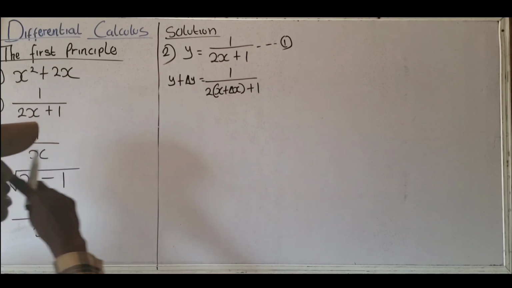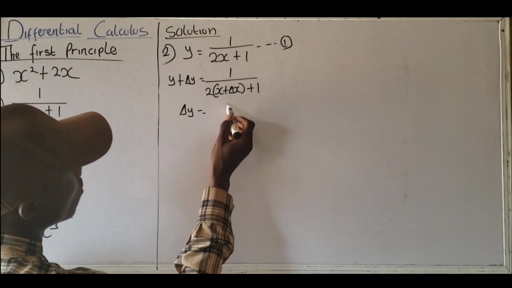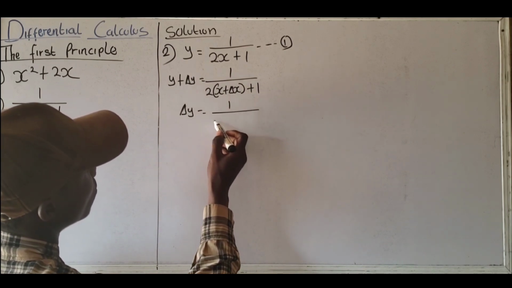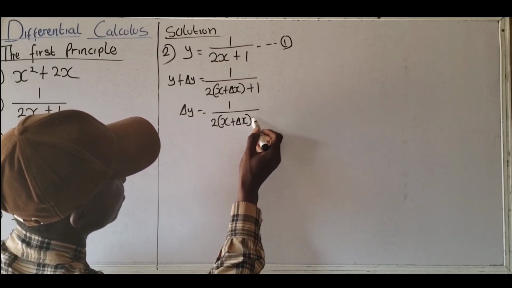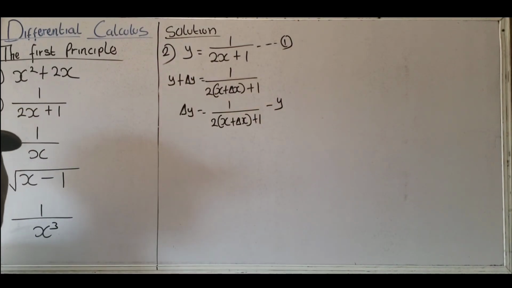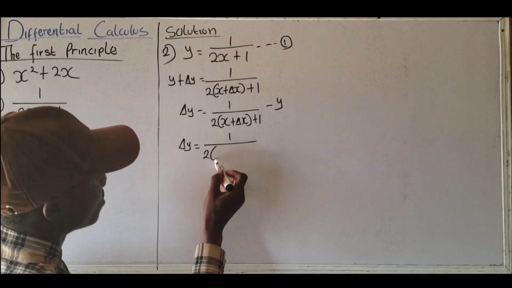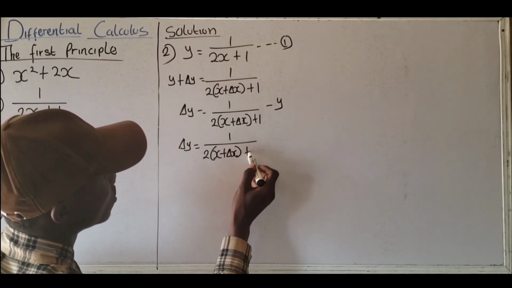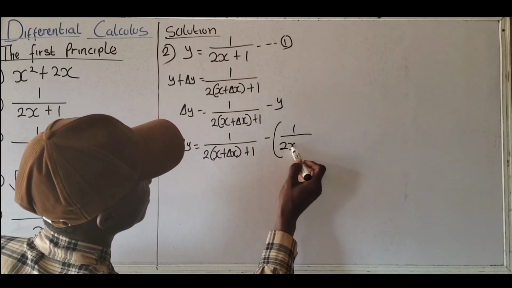Okay? So having done this, please kindly pay attention. The next step is that you have to make delta y the subject of the relation. Okay? So I'm going to have delta y is equal to 1 all over 2 into bracket x plus delta x plus 1, minus y. Don't forget that from equation 1, y equals 1 over 2x plus 1. So I'm going to have delta y is equal to 1 all over 2 into bracket x plus delta x plus 1, minus, open the bracket, 1 all over 2x plus 1.